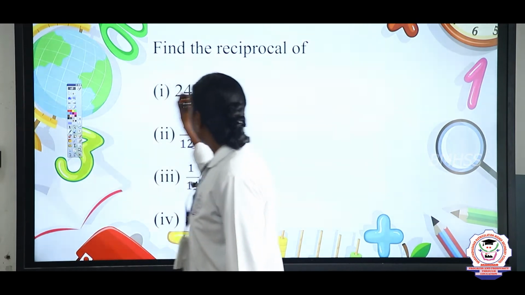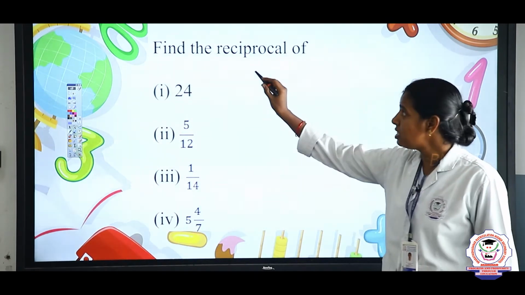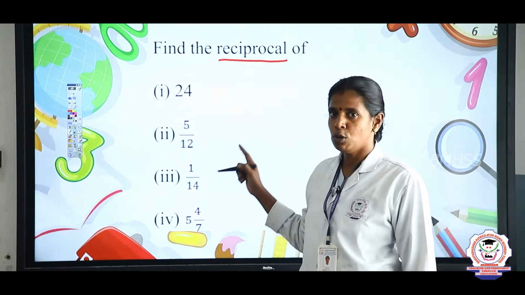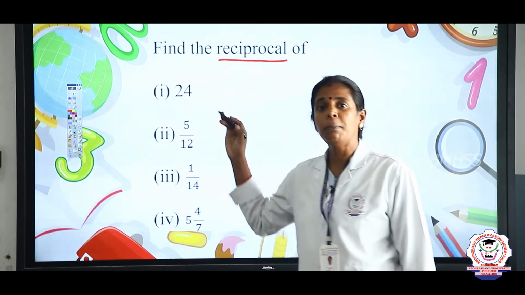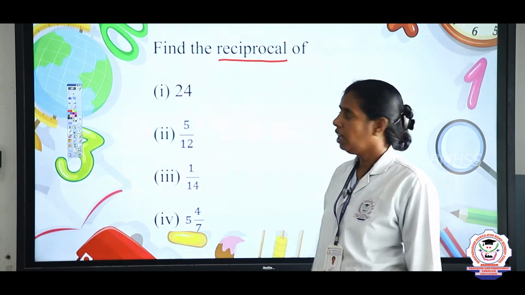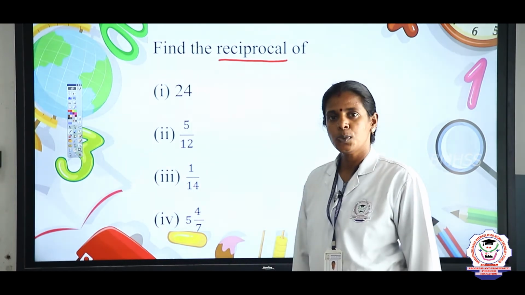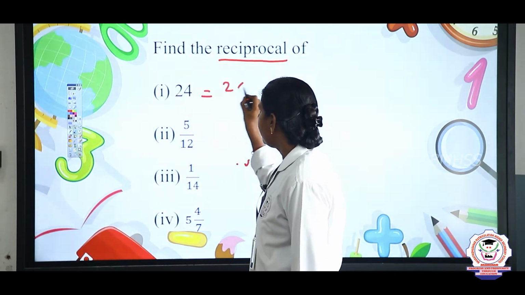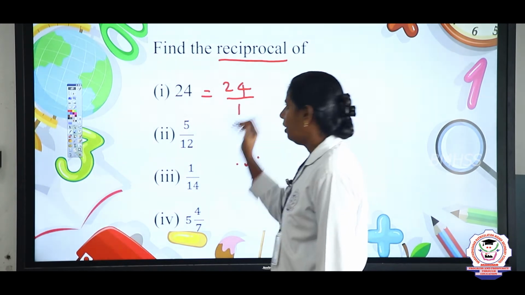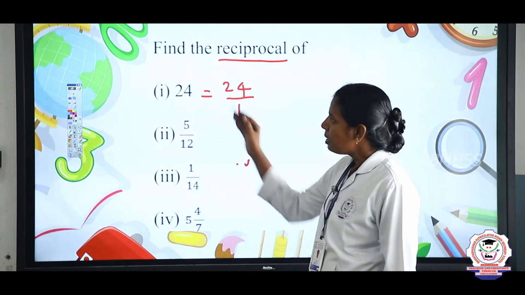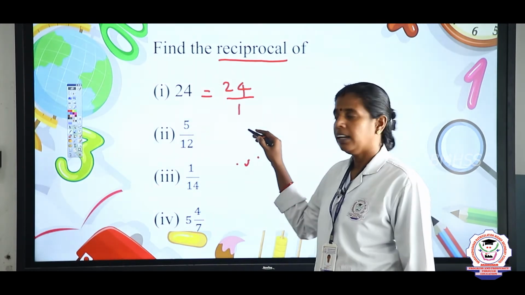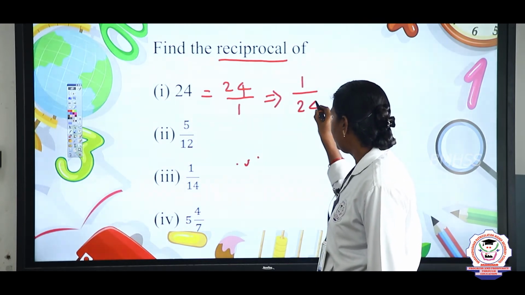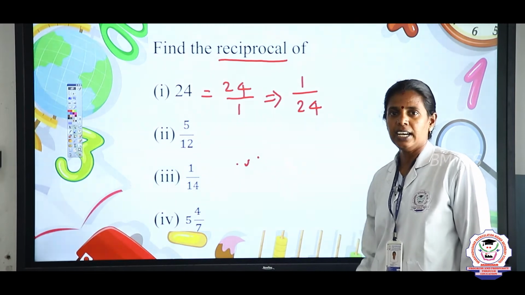See, here find the reciprocal. Instead of reciprocal, I told you they may use the words multiplicative inverse also. So they can ask, find the multiplicative inverse of the following. Okay. See, the first question is 24. This 24 I can consider as 24 by 1. Then what is the multiplicative inverse of this 24 by 1? Yes, 24 by 1 I can write as 1 by 24. Is it clear? Right.